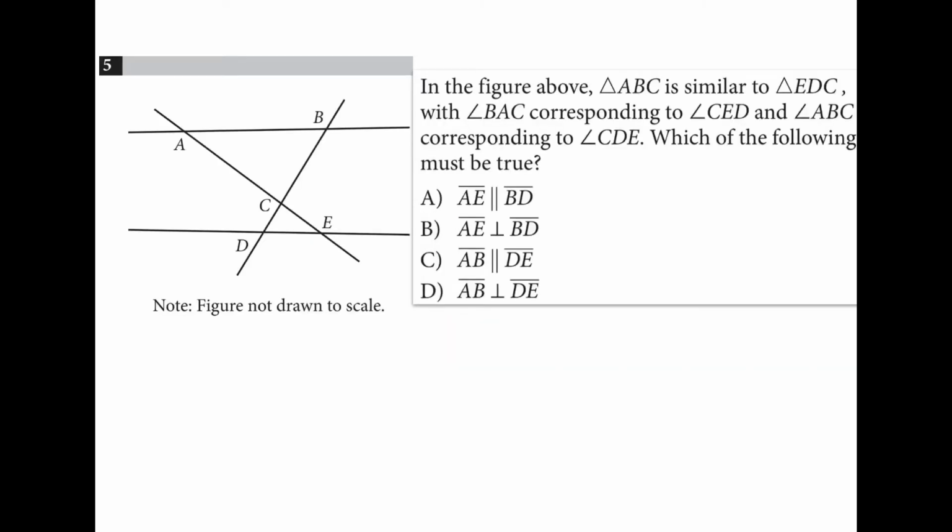ABC is similar to EDC, BAC corresponds to CED, and ABC corresponds to CDE. Which of the following must be true? Well, both of these angles are along line AB, and both of these angles are along line DE, so these two are going to be parallel to each other. If they weren't, these congruency relationships would be impossible. The opposite interior angles being congruent means these are transversals that are crossing parallel lines.